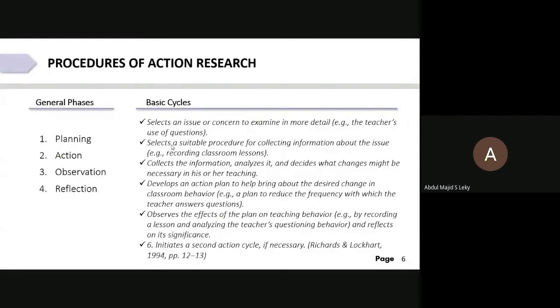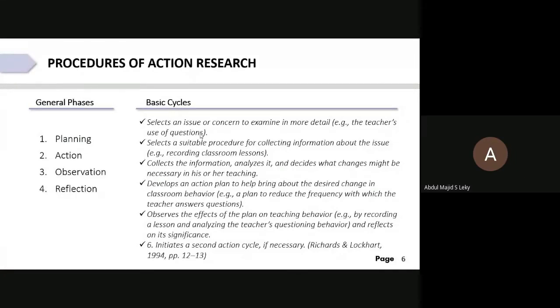So there are some general phases in the procedures of action research, including planning, action, observing, and reflection. And the detail of the phases is expanded in some cycles. So this is the basic cycle of action research.